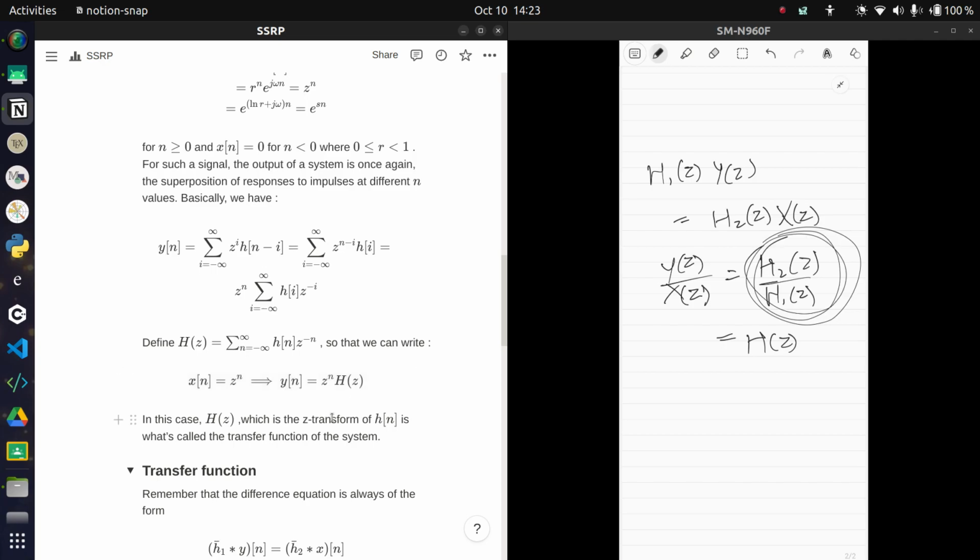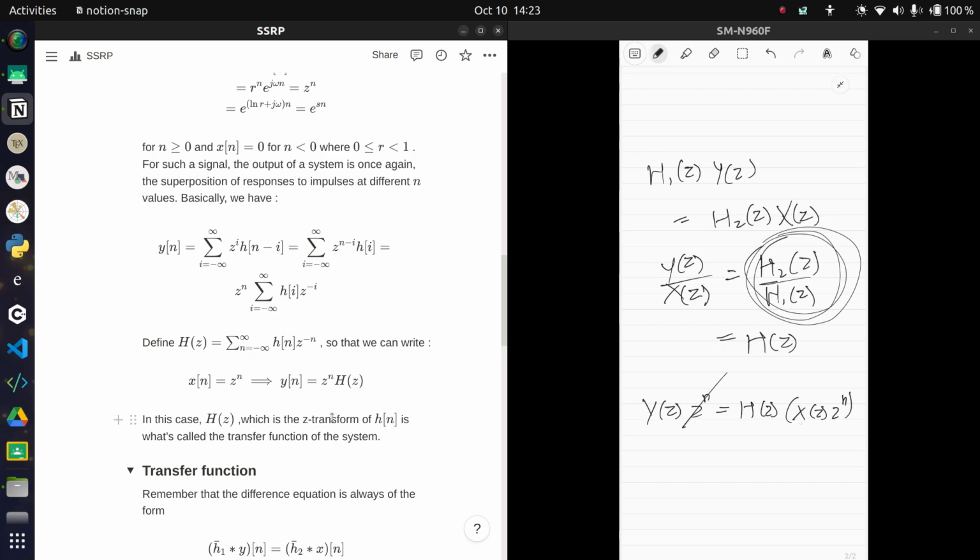But then again, y of n gives you one frequency. So how do I even say this? Given an amplitude and a z, you can get an amplitude and z out. So when we say Y of z, we are referring to the amplitude. X of z, it's the amplitude. So you can actually write Y of z times z power n equal to H of z times X of z times z power n. That's actually a better way to think about it.